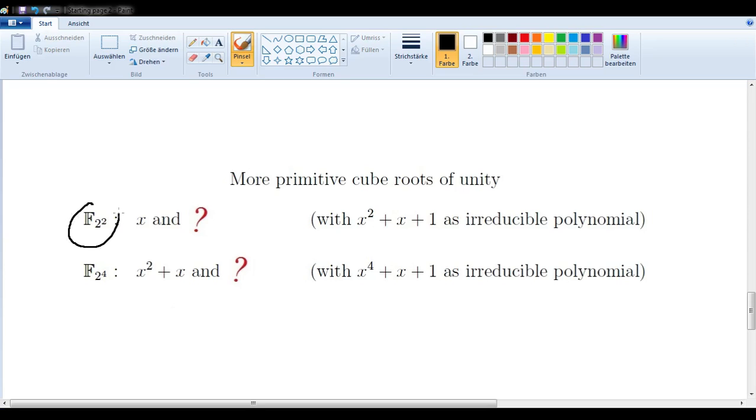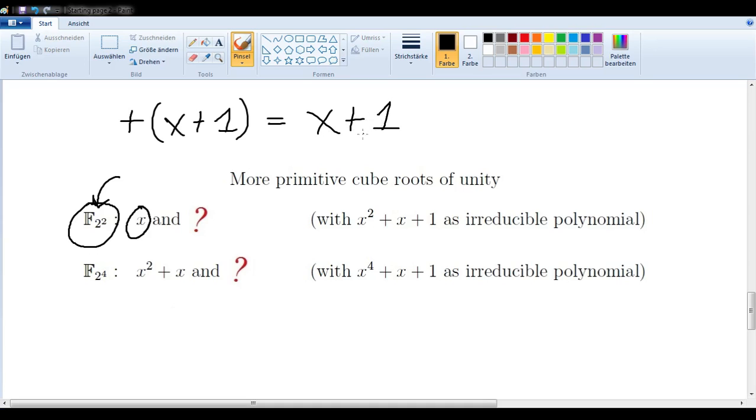If we are dealing with this field, and for some reason we know that x is a primitive cube root of unity, then we need only add 1 and flip it about 0 to get the other one. And of course, since we're dealing with a characteristic of 2 here, in other words that we can only have coefficients of 0 or 1, then this negative sign just as well may be a positive sign, and we have our answer. X plus 1 is the other primitive cube root of unity.